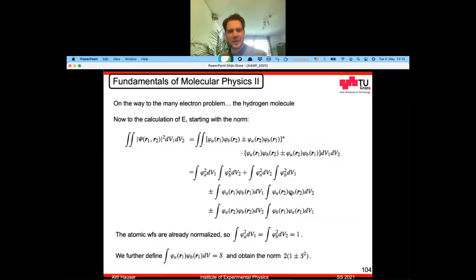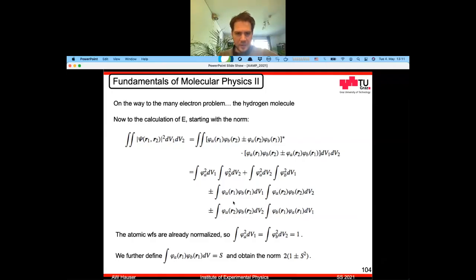So these are the types of integrals that appear. But since the atomic wave functions are already normalized, this boils down to 1 times 1 plus 1 times 1. This gives us 2. And here, these integrals have a certain value, and this value is obviously dependent on the actual internuclear distance between the two atoms. It is the overlap integral, and we write it down as S. So S times S gives us S squared.